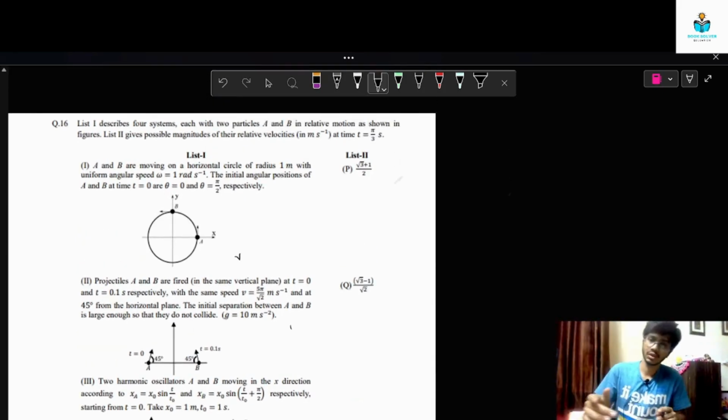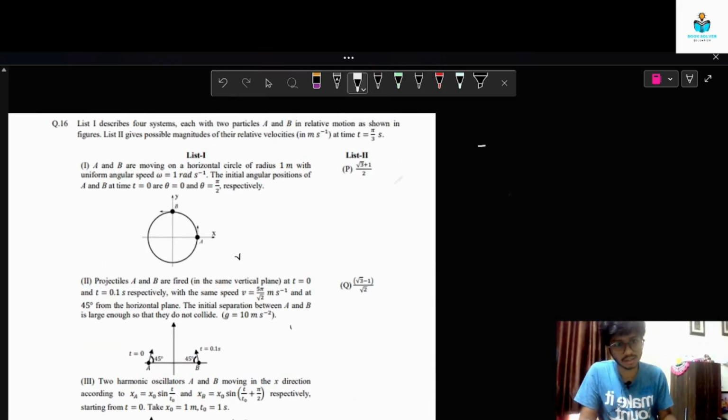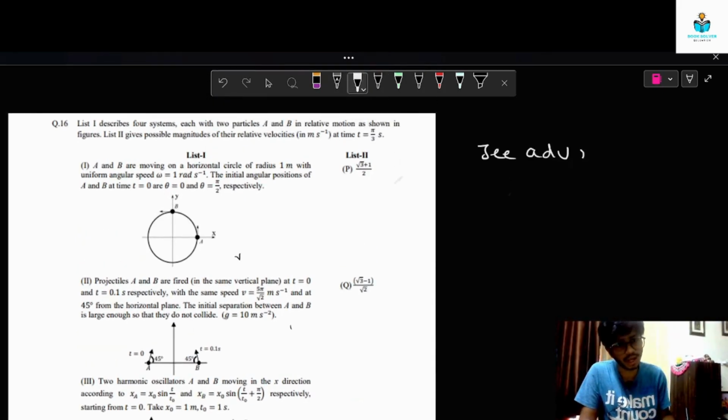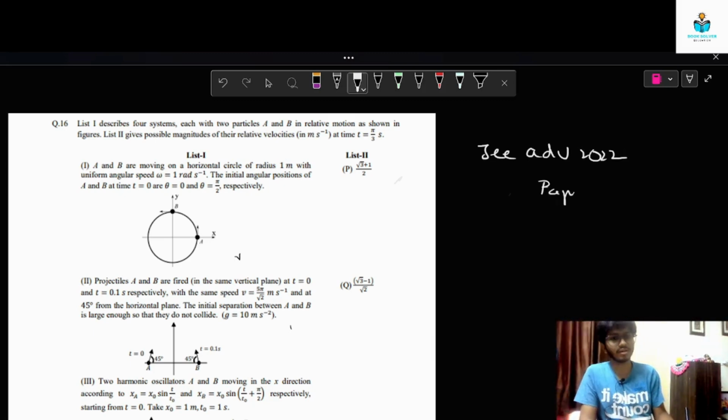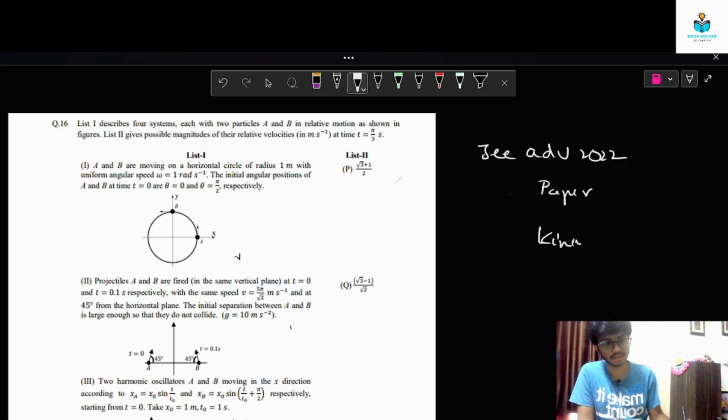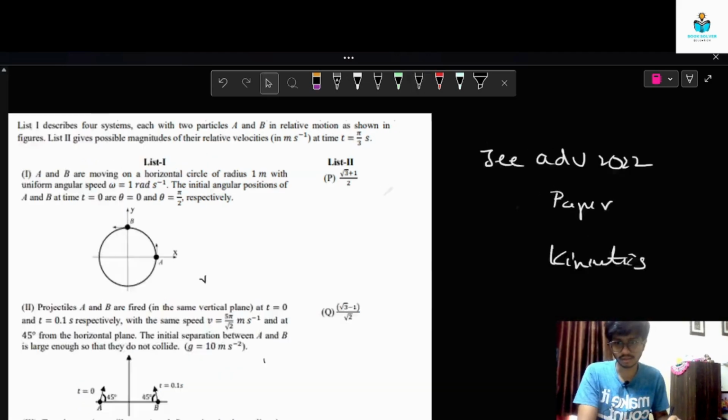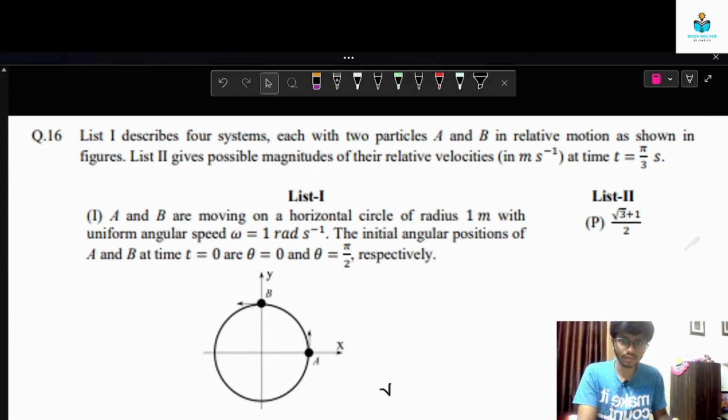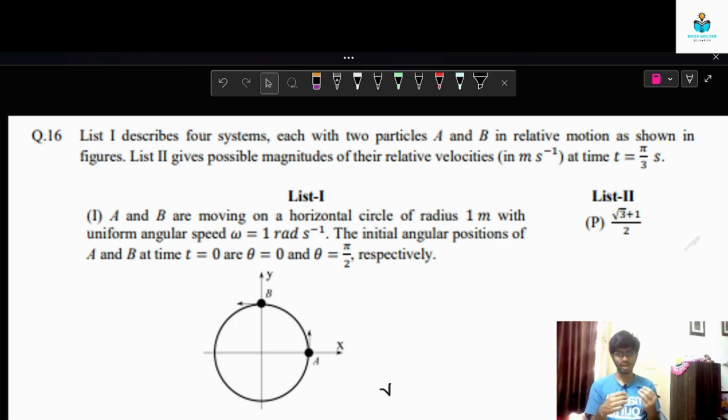Hey everyone, the given question is from JEE Advanced 2022. It's from Kinematics, Paper 1. List 1 describes four systems, each with two particles A and B in relative motion as shown in the figures. List 2 gives possible magnitudes of their velocities at time t equals pi by 3 seconds.